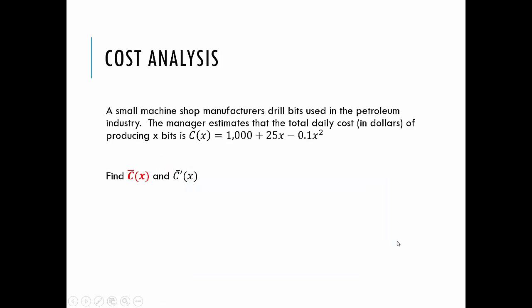So a small machine shop manufactures drill bits used in the petroleum industry. The manager estimates that the total daily cost in dollars of producing x bits is this cost function. Find the average cost and find the marginal average cost. Well, average cost would be to take this cost function and divide by the number of units, which is x.